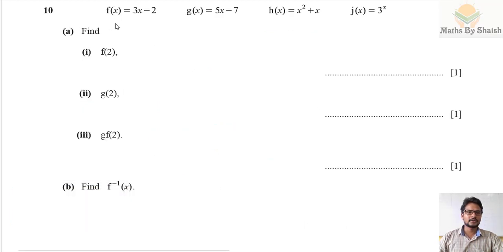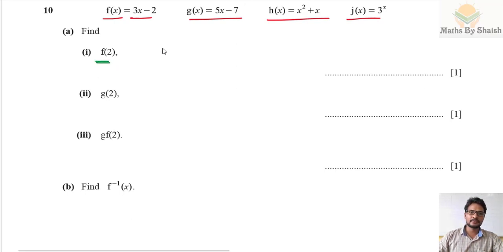Here's the 10th question. f(x) is given as 3x minus 2, g(x) is given as 5x minus 7, h(x) as x squared plus x, and j(x) as 3 to the power x. We need to find f of 2. f of 2 means the input to f is 2. Here the input was x, so it was 3 times x minus 2. So if the input is 2, it would be 3 times 2 minus 2. So 3 times 2 is 6, minus 2 is 4.